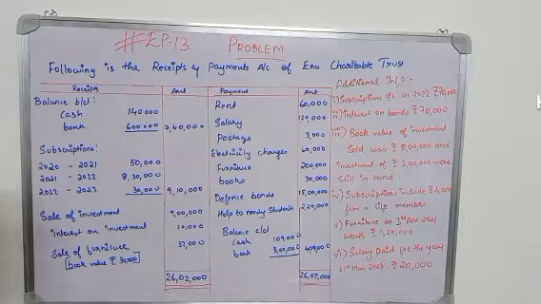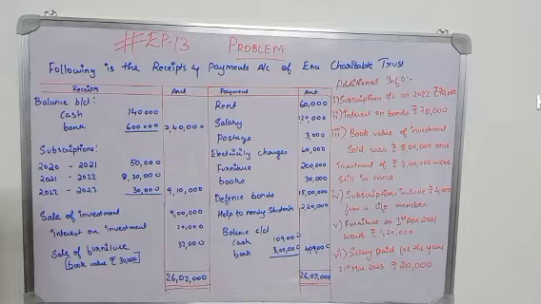Receipt side. Balance brought down, cash in bank 1,40,000 and 6 lakh. Subscription 2020-2021 50,000, 2021-2022 8 lakh 30,000, 2022-2023 30,000. Sale of investment 9 lakh, interest on investment 20,000, sale of furniture 32,000 and the book value was rupees 30,000.